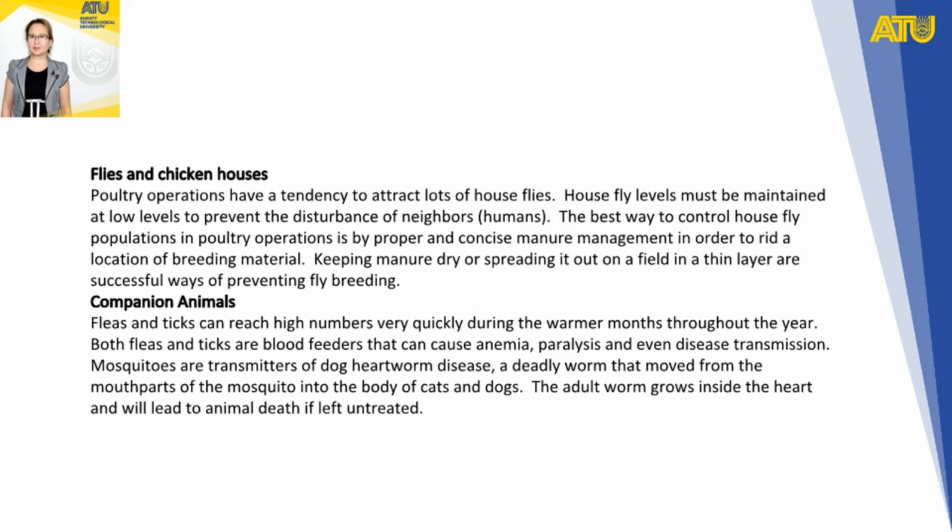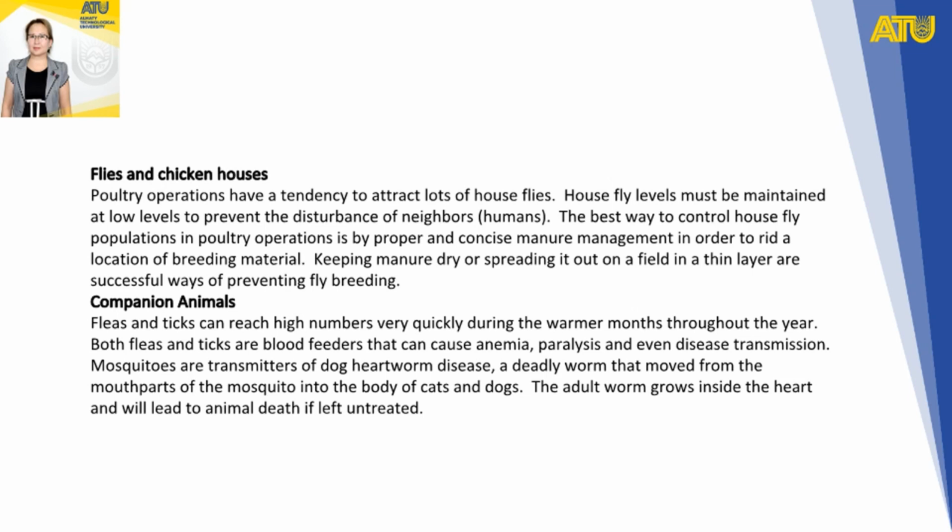Flies and chicken houses. Poultry operations have a tendency to attract lots of house flies. House fly levels must be maintained at low levels to prevent the disturbance of neighbors, humans. The best way to control house fly populations in poultry operations is by proper and concise manure management in order to rid a location of breeding material. Keeping manure dry or spreading it out on a field in a thin layer are successful ways of preventing fly breeding.